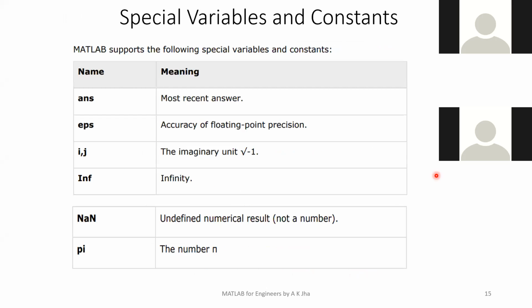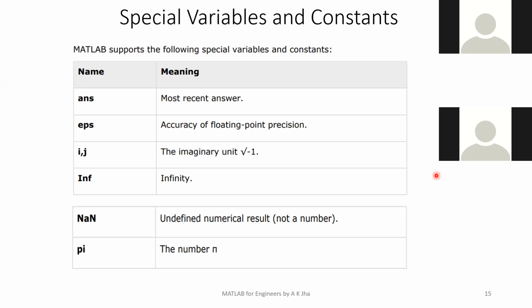And then by default, there are some special variables and constants. If you use MATLAB as a digital calculator, that's the very first use. In the command prompt, if you open MATLAB and write 2 plus 2, it will give you ans is equal to 4. So what is ANS? ANS is the default variable to store the current output. It's short for answer, the most recent answer.